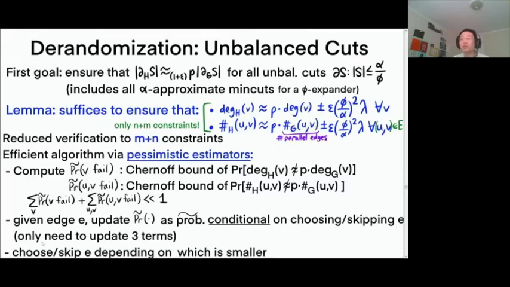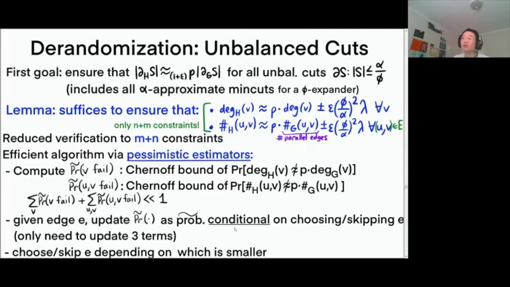And now note that this is efficient because there are only 3 constraints in this collection that contain E. For edge UV, they are just U and V in the first constraint, and also edge UV in the second constraint. And now we just choose or skip E in this sparsifier depending on which conditional probability is smaller. Does choosing E lower the conditional probability? If choosing E lowers it, then we choose E. And if skipping E lowers it, then we skip E. And it turns out one of the two will always lower the conditional probability.